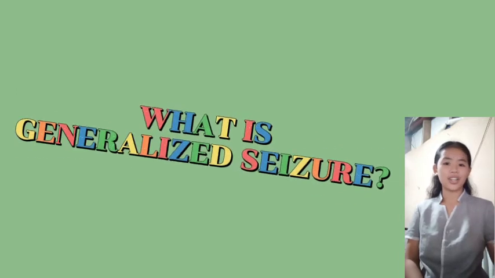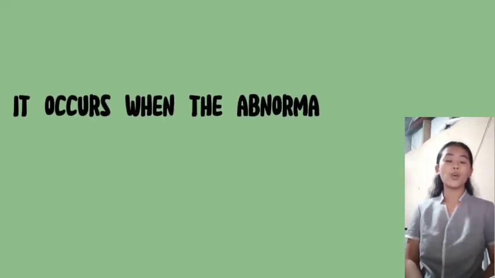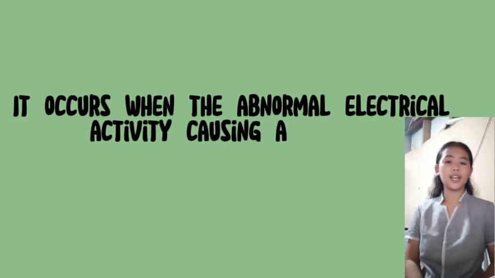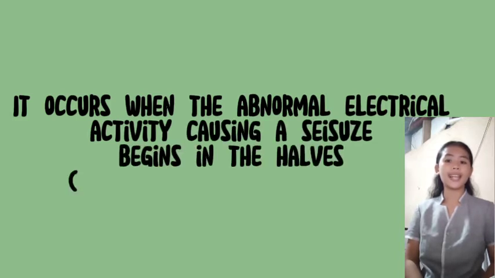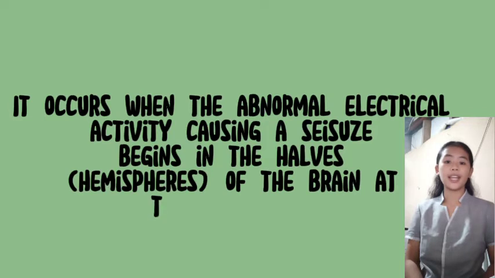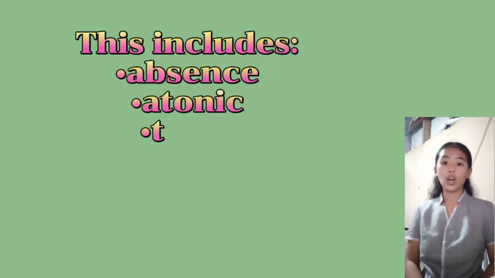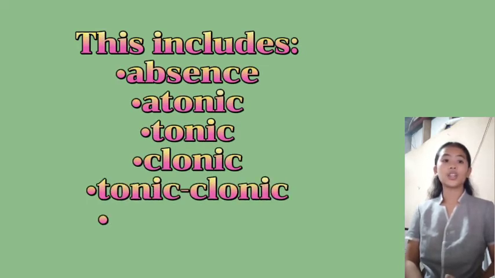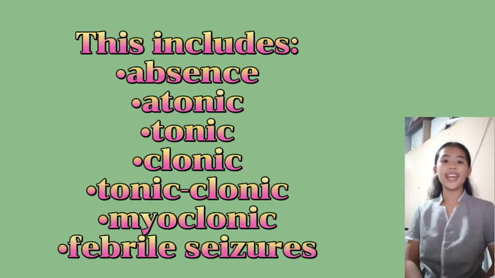So what are generalized seizures? According to my research, generalized seizures occur when the abnormal electrical activity causing a seizure begins in both hemispheres of the brain at the same time. Generalized seizures include absence, atonic, tonic, clonic, tonic-clonic, myoclonic, and febrile seizures. So we will discuss those seizures that I have mentioned.